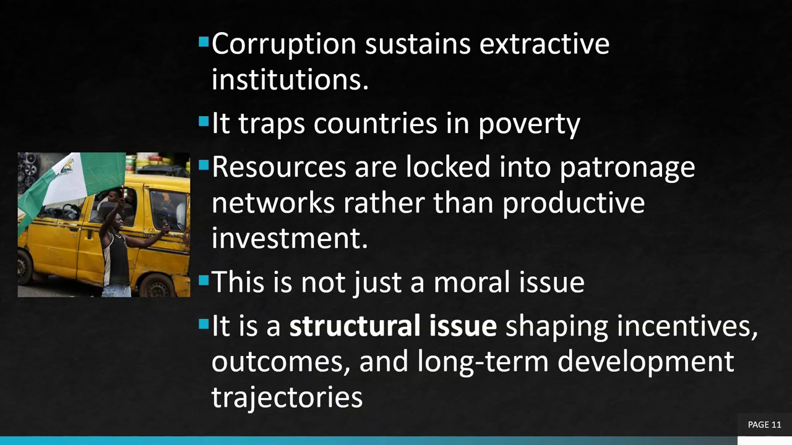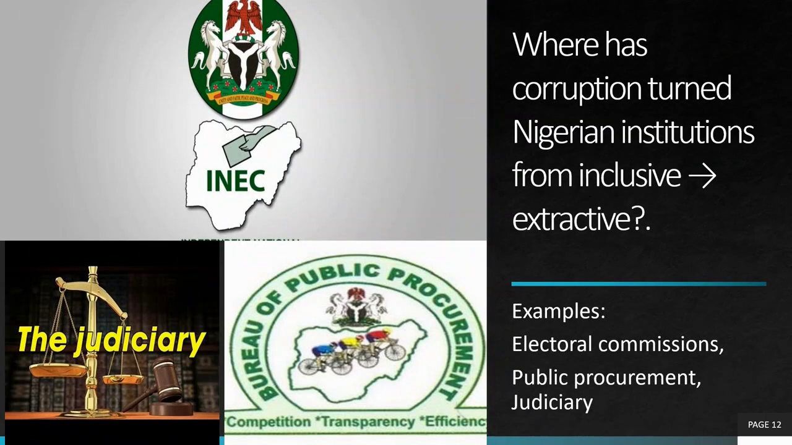North, institutions equal the rules of the game. Acemoglu and Robinson, inclusive versus extractive. Corruption leads to extractive institutions, which create a poverty trap. Can you think of an example in Nigeria where corruption turned an institution from inclusive to extractive? Answers include electoral commissions.